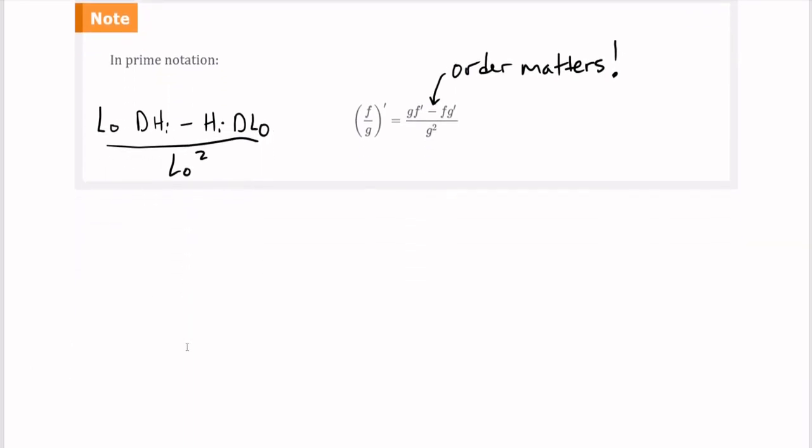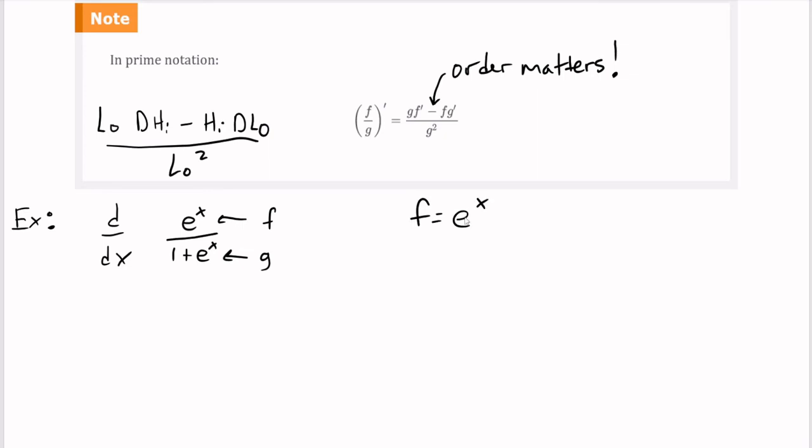Okay, so let's try an example. A couple examples in here. So let's do the derivative of e to the x over 1 plus e to the x. So again, I'm looking at this and I see a division sign, so I'm thinking probably quotient rule. Doesn't necessarily have to be, but in this case it is. So f is this, g is this. So f is e to the x, f prime is e to the x, g is 1 plus e to the x, g prime is e to the x.